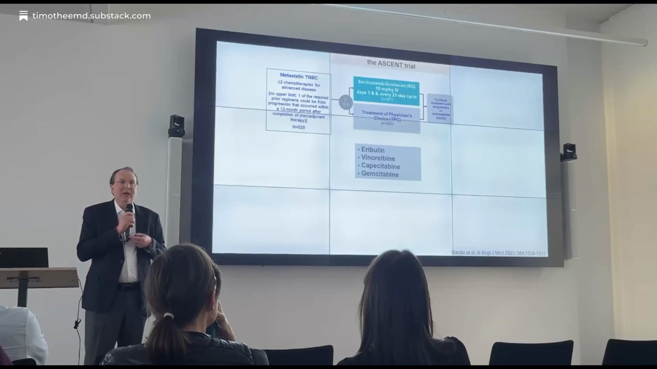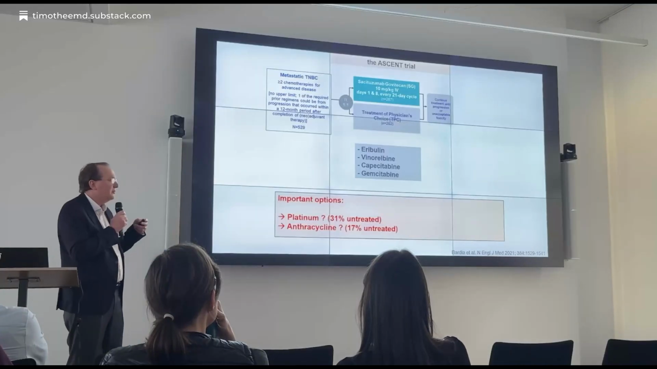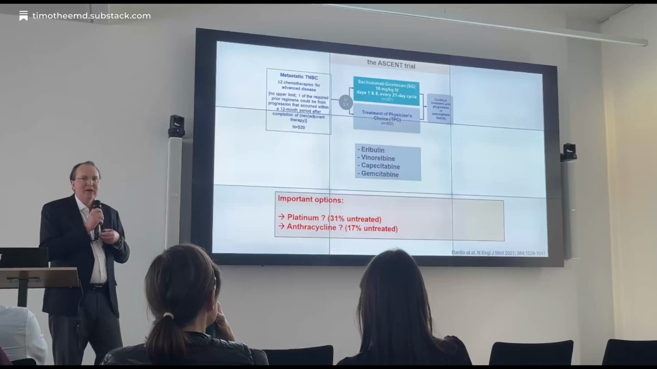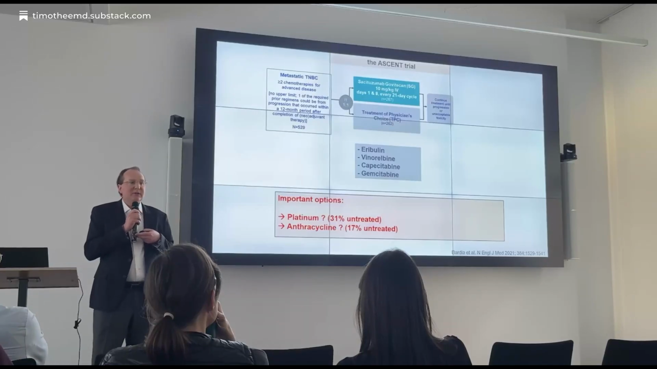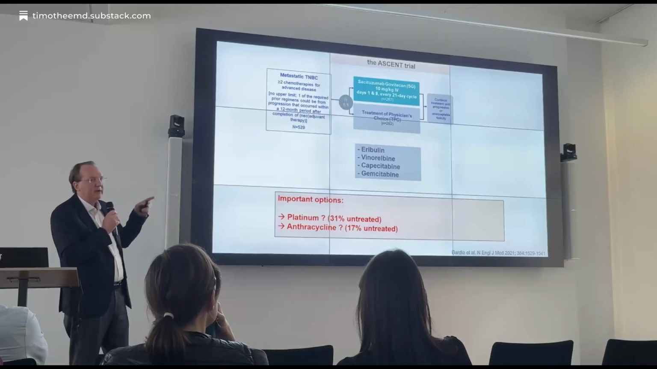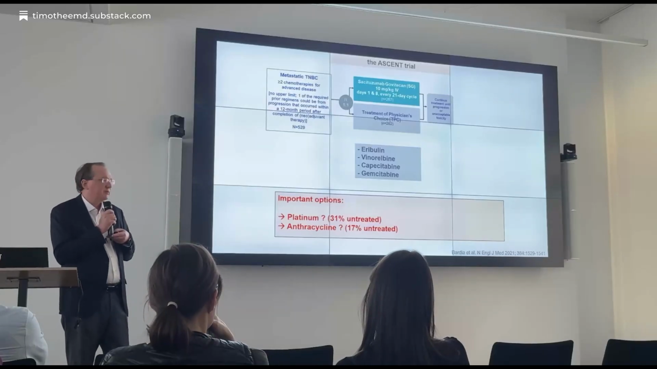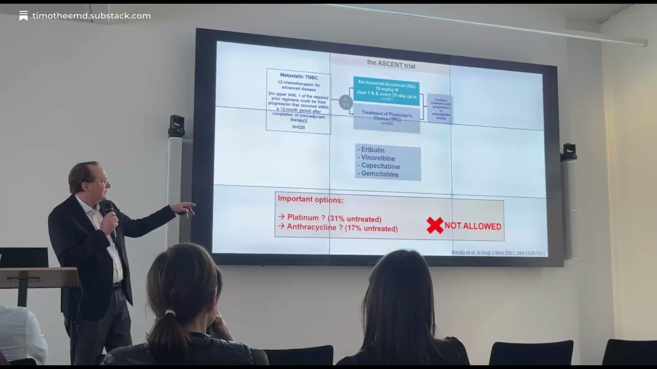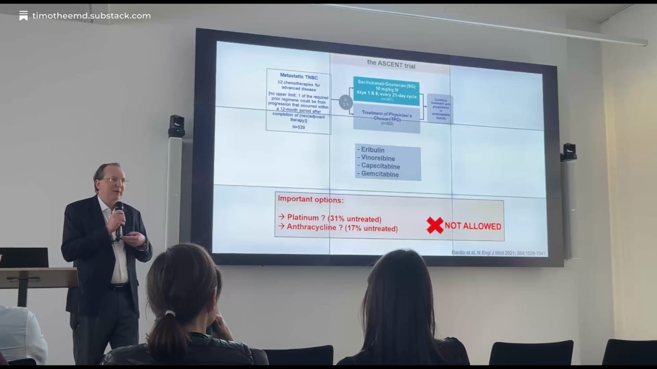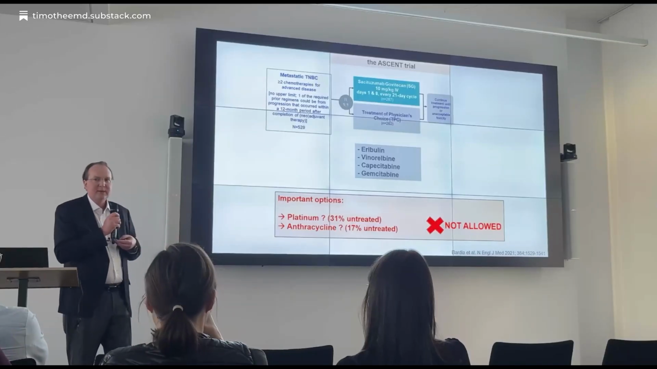So why am I complaining? If you look very carefully, you will see that sometimes very important choices are missing. Platinum-based chemotherapy, we all know that it's very important in triple-negative breast cancer. 31% of patients were not pretreated with that, and it was not an option. Anthracycline, it was 17%. Maybe some of these patients could not receive anthracycline, but maybe it was also because of the availability or because of the trial design.